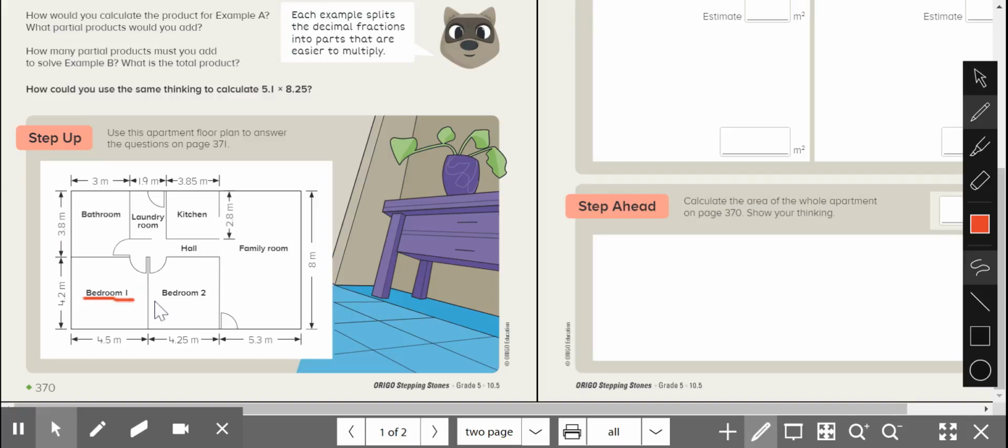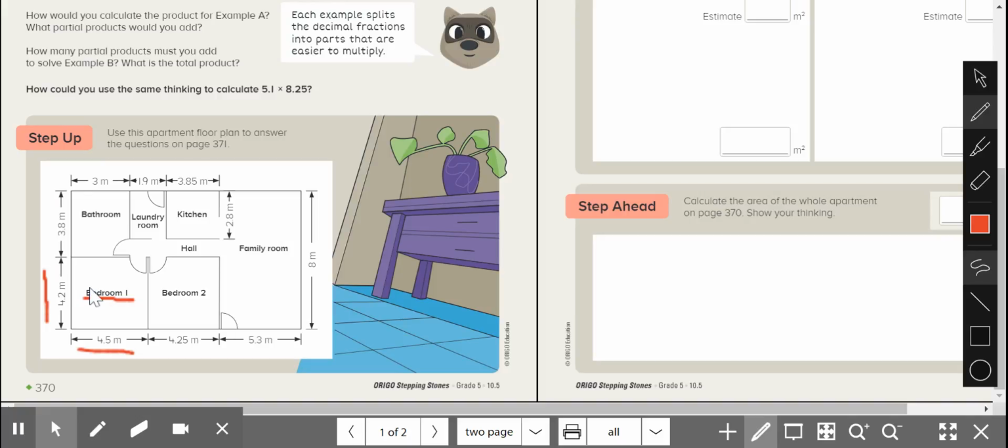In fact, if you go on further and work with house plans, you'll find that they give you a lot more information than you need, and you'll have to do a step or two to figure out some of the room sizes. But we can tell that this room, bedroom 1, has a length of 4.5 meters and a width of 4.2 meters, 4 and 2/10 meters.